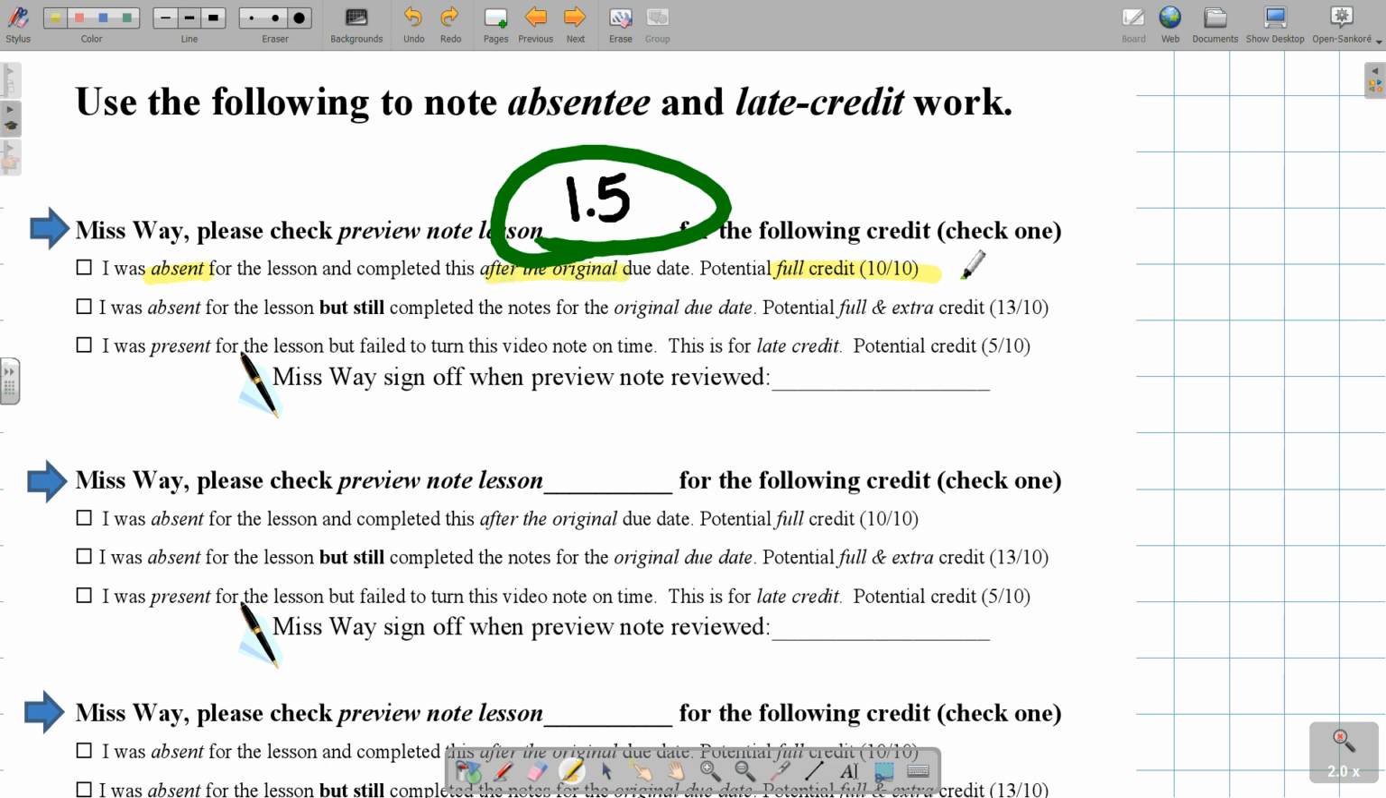You check that box. But let's say you were absent on Wednesday, but Thursday night you still went online and you looked ahead and you saw the notes. So when you came back, you didn't miss the homework, you actually worked ahead. Guess what? You get to check this box, and you'll get extra credit. Now, if for whatever reason you're not absent, but you fail to turn in the preview notes, then I will take them late after the due date, but only for half credit, 5 out of 10.